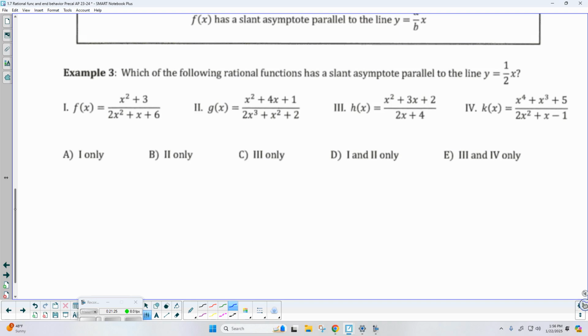Well, if you just go ahead and look at your leading coefficients from f all the way down to k, 1/2, 1/2, 1/2, every single one of them has a ratio of 1/2. So what we're going to need to do is look at the degrees and figure out which one has a slant asymptote that's going to work. Okay. So take a few seconds, find me the answer. Is it A, B, C, D, or E? And then we'll go ahead and talk about it.